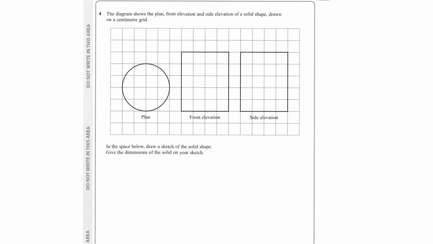Okay, so if something has a plan of a circle, your plan is what you're seeing from the top view. So I'm going to draw that circle again. So plan is from the top, essentially. Then front elevation and side elevation, notice how they're both rectangular. So if you've got a circle and a rectangle together, this is going to be your cylinder. So I'm going to sketch a cylinder.